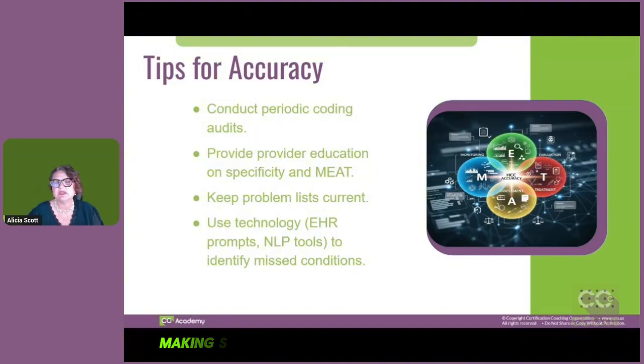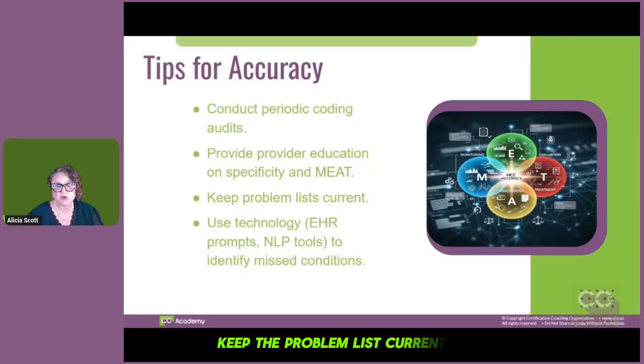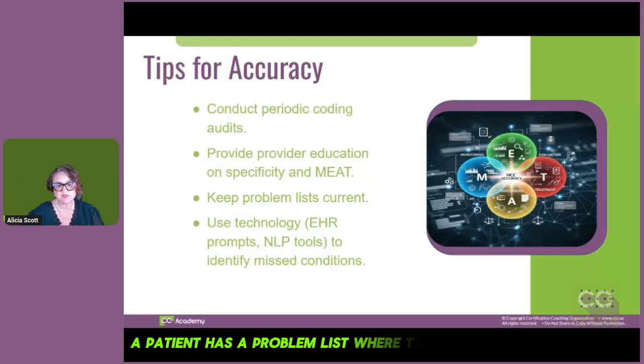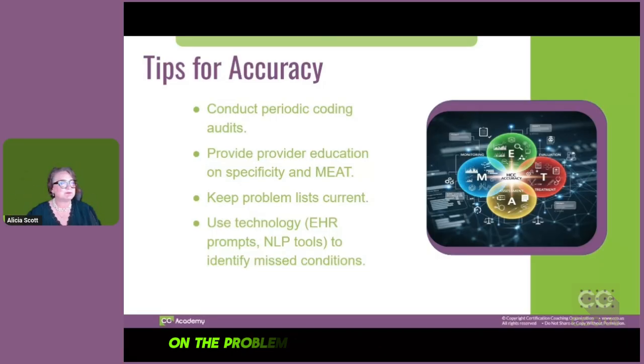The ultimate goal is making sure the patient gets what they need, and then provide education for the docs on MEAT. Don't just say the person has the diagnosis. Tell us what you're doing about it. Keep the problem list current, and that's incredibly hard to do. That is the bane of most coders, is the problem list is never updated or accurate. So a patient has a problem list where they had rhinitis for the last 3 years, and it was from hay fever 3 years ago, but it's still on the problem list and considered active because nobody took the time to take it off. Use technology, the EHR systems.